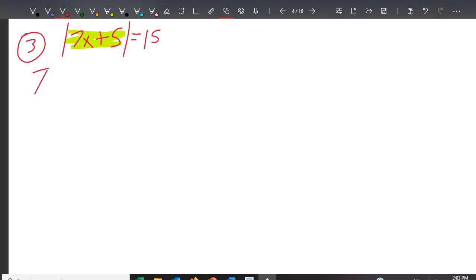I want to do a third example. I don't know, 7x plus 5 equals, I don't know, 15. Why not? So we're going to take the absolute value of 7x plus 5, set it equal to positive 15, and set it equal to negative 15.